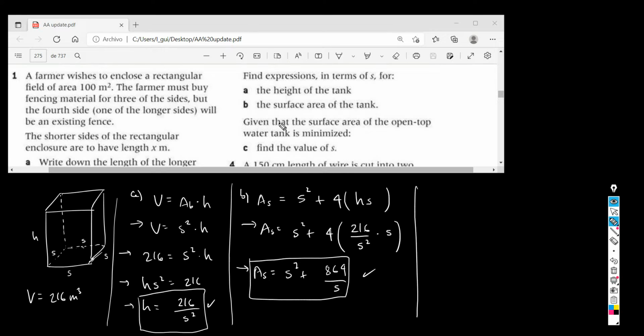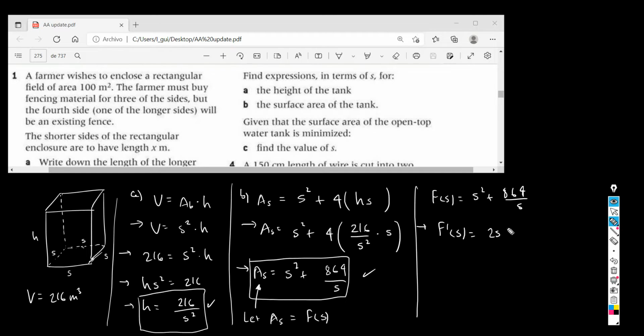Now C, given that the surface area of the open top water tank is minimized, find the value of S. Once again, we want to minimize this quantity, guys. This is a function of S. So let the surface area be a function of S. The function is S squared plus 864 over S, and we want to minimize this function. It's the same as before. We find the critical points and we do the whole stuff. So let's do it.